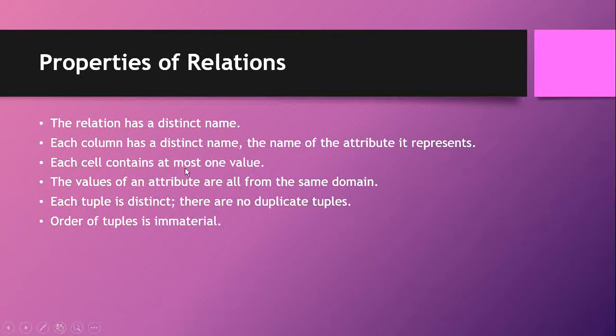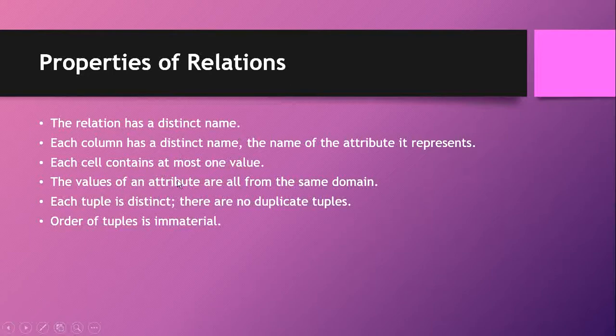Each cell contains at most one value. So we must have a single value for each column. Like we cannot have two postal codes for a single branch number. It must be one value. We cannot have two names in the first name field.